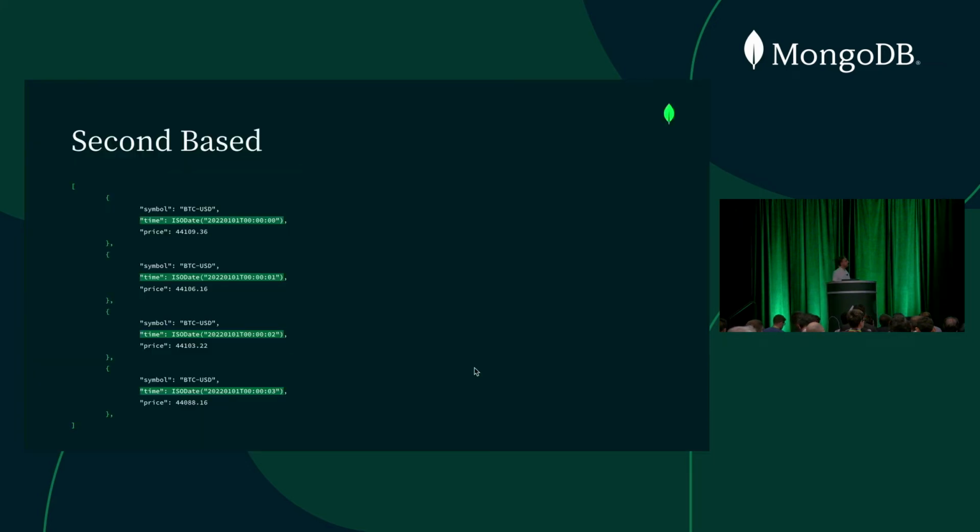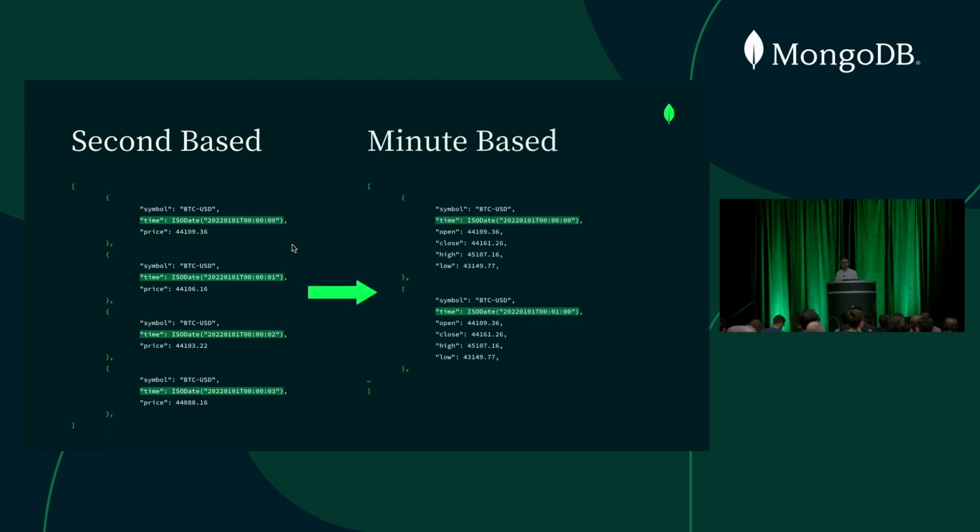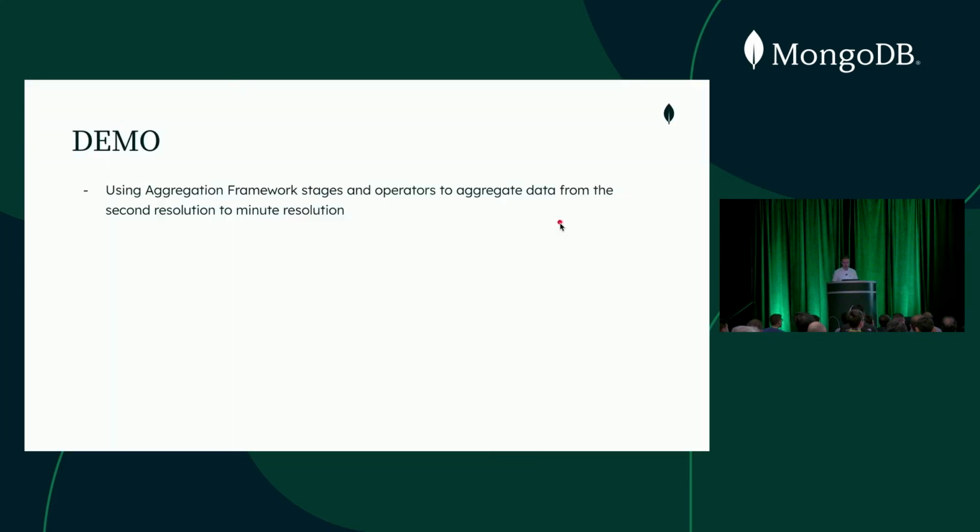So, okay, I'm coming back to the point that we have second-based data here. How can I transform this second-based data into minute-based data? I need to group this data, and I need to extract the 4 price metrics. Then I will have one document for every minute, okay? So let me show you.